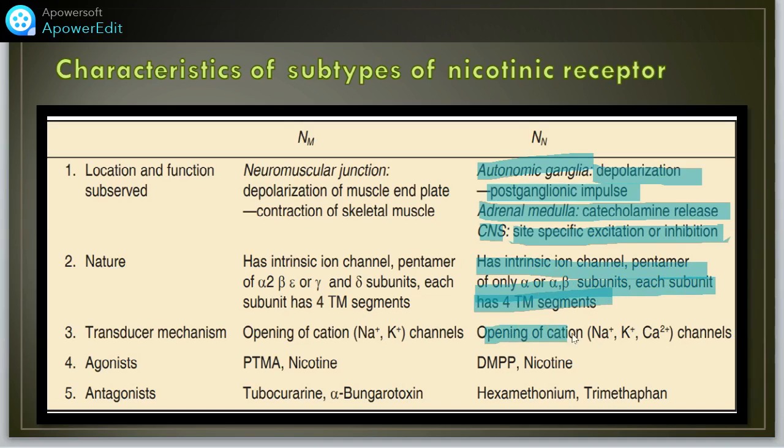Opening of cation channels, sodium, potassium, calcium, is the transducer mechanism, and agonists are DMPP and nicotine. DMPP is dimethyl phenyl piperazinium, and antagonists of NN receptor are hexamethonium and trimethaphan.